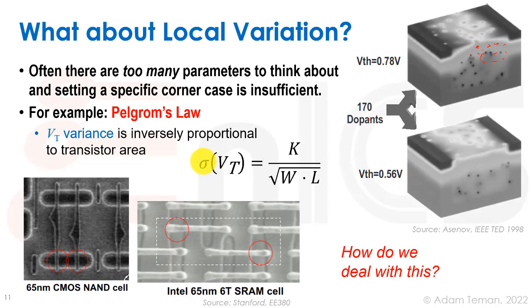So really the sigma, the distribution of VT, is going to be related to the width and length. It's also true about our line edge roughness and our line width roughness and so forth. They're also going to depend on the area. So Pelgrom's law really shows that the variance of our VT, and altogether how our transistors are affected by variation, is going to be an inverse factor of the area of the transistor.